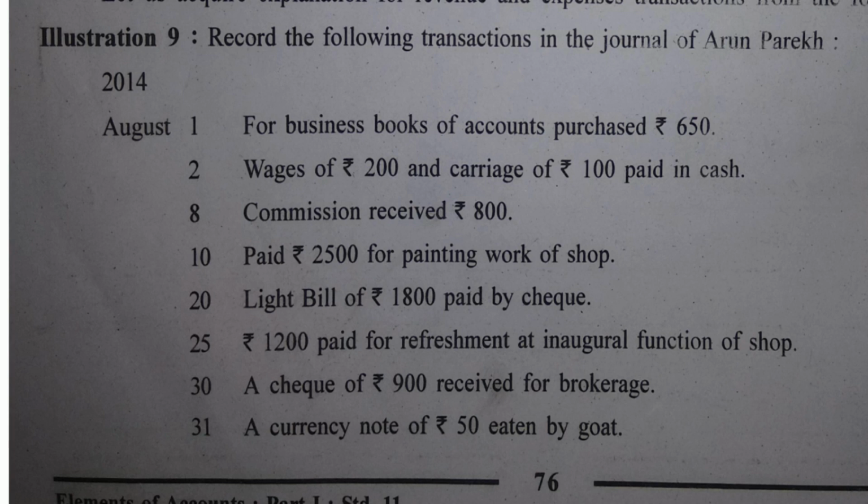Next, on 8th of August, it says commission received rupees 800. Received is an income. If it was paid, then it was expense. If it is received, it is an income. And income is to be credited as per the rule of nominal account. And what is received? Commission. This is a cash transaction. So cash comes in.